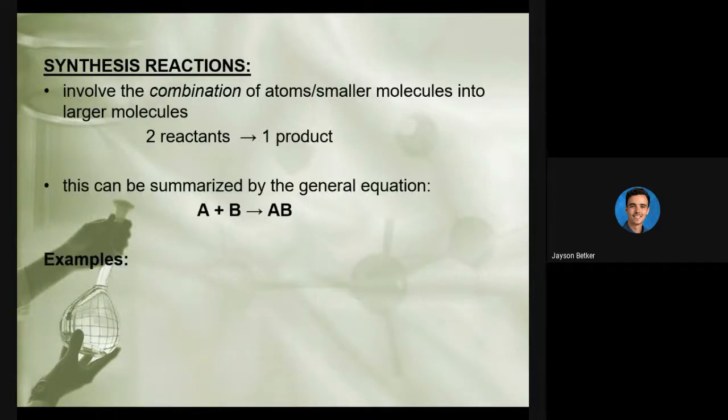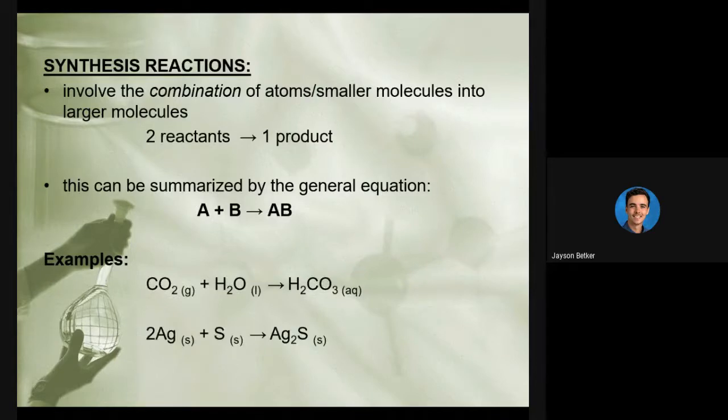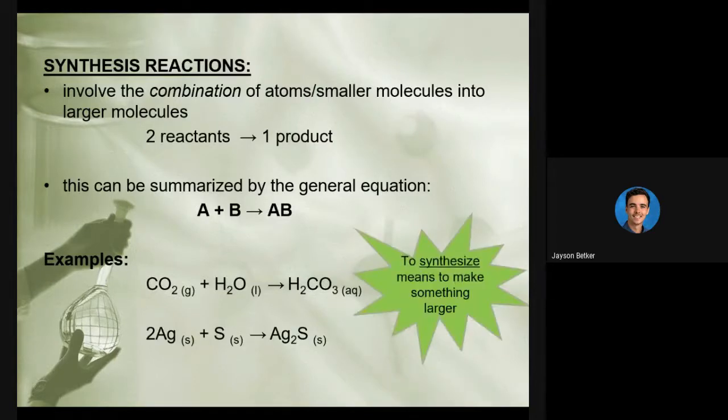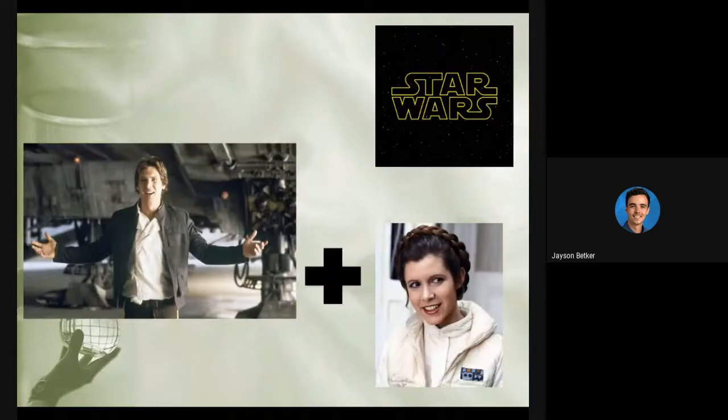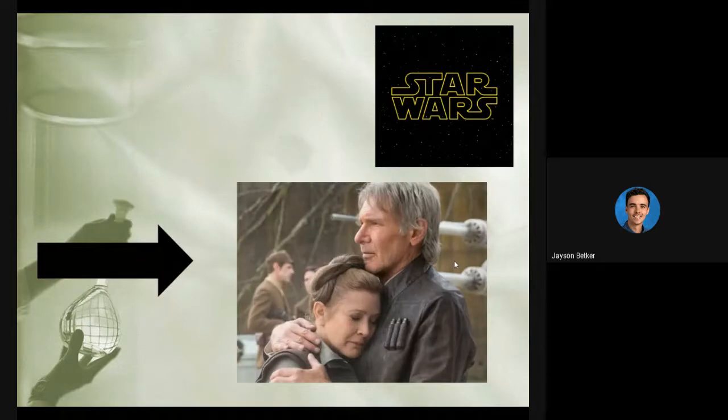So this is just a little bit of a run through of what a synthesis reaction is. Remember, it is 2 things coming together, A plus B producing AB. So my example for this, using Star Wars, is you have got Han Solo on the left here, Princess Leia on the right. They end up falling in love and get together, and even until the most recent movies have come out, they were together. So that is an example of a synthesis reaction. Han plus Princess Leia produces Han Solo and Princess Leia.